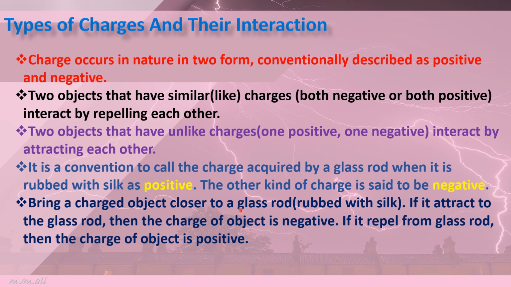Because the charge of the glass rod is positive, that is by convention, we already decided. Therefore, if an object is attracted to the glass rod, then the charge of the object should be negative, because opposite or unlike charges attract. But if it is repelled from the glass rod, then the charge of the object is positive. So this is the standard convention which we can use to find the nature of all charged objects. Clear?